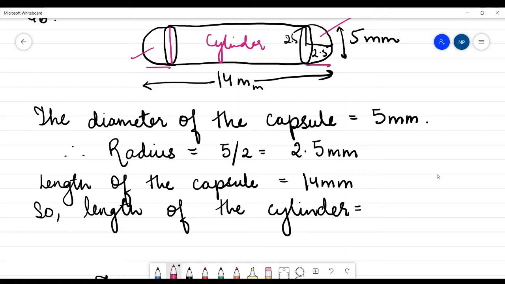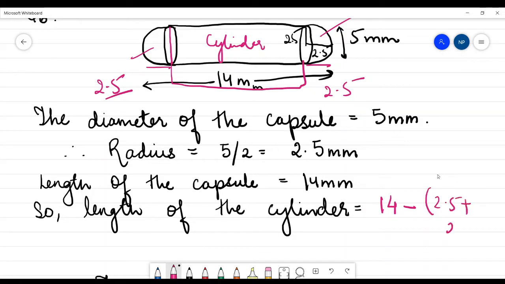We all know, as we have seen, that the radius is also the length, or you say the height, of the hemisphere. So from here we get 14 minus. Now if I'm talking about the cylinder, I'm talking about only this much part. That means from 14 I have to subtract 2.5 from the right hand side and 2.5 from the left hand side as well. So this will be 2.5 plus 2.5 I have to subtract. This will give me how much, children? This will give me 14 minus 5, that is 9 millimeter.